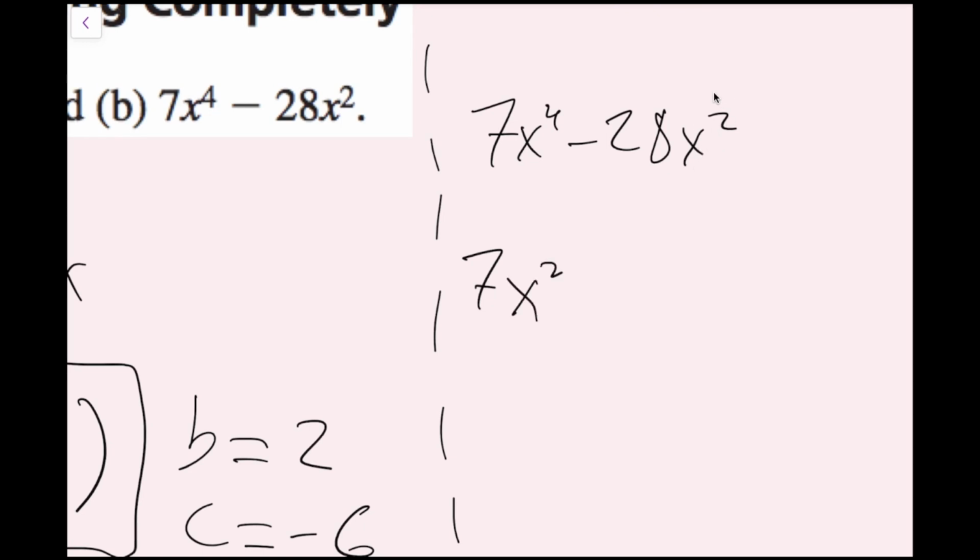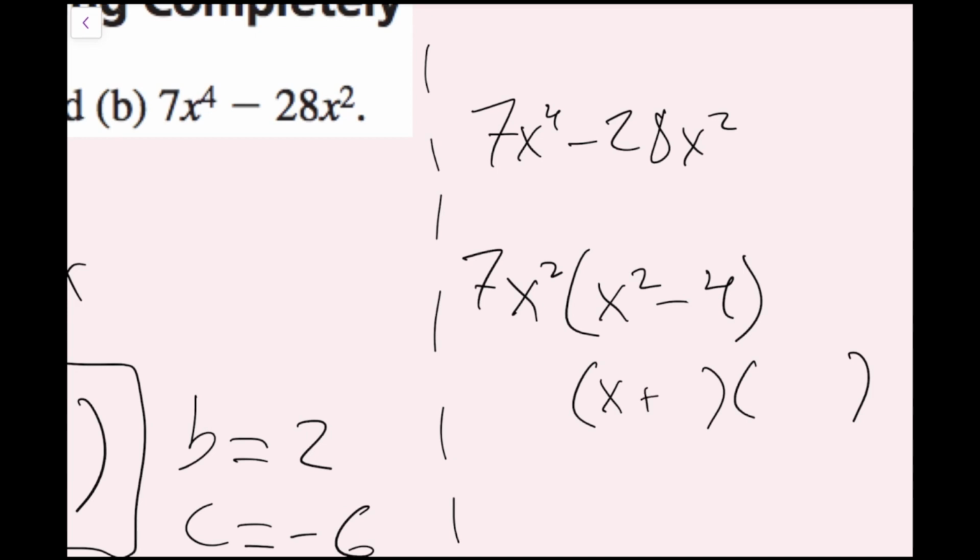So 7x squared. And then to get from 7x squared to 7x to the fourth, I can just multiply it by x squared. And then minus, well, 7 times 4 is 28. So if I do minus 4 and do 7x squared times negative 4, that'll get me negative 28x squared. So minus 4. But if you notice, x squared and 4 are both perfect squares. So I can rewrite this again using my special products as x plus 2 times x minus 2. All I did is just factor this special case of a polynomial. Okay, so now I'll bring down the 7x squared. And now this is fully factored because I can't factor anything else out of this. So now I'm done with part B.